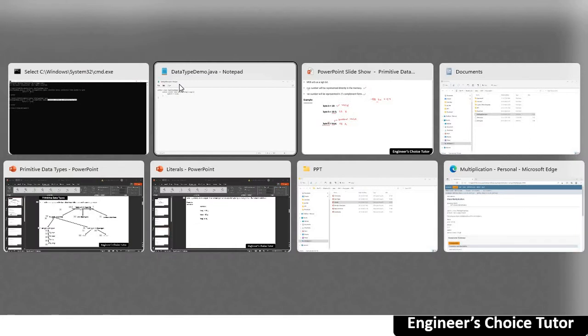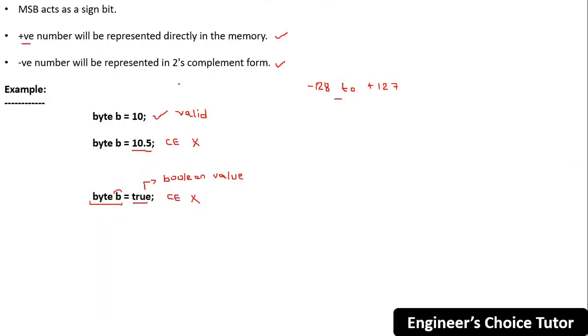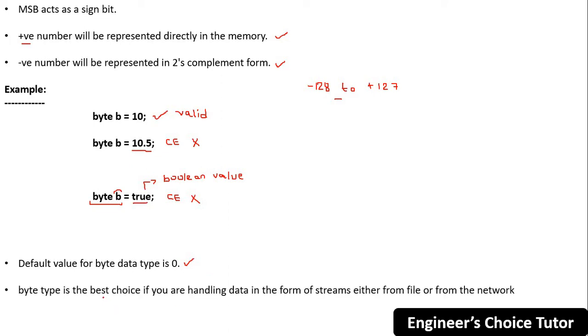Fine. Now let's see next. So here also you will get a compile time error. Best choice: byte type is the best choice if you are handling data in the form of streams, either from a file or from the network. Then you should go for the byte data type. Is it clear?